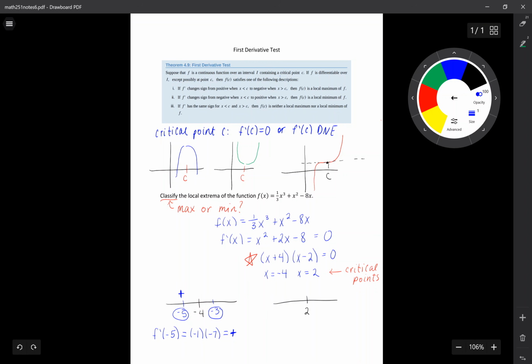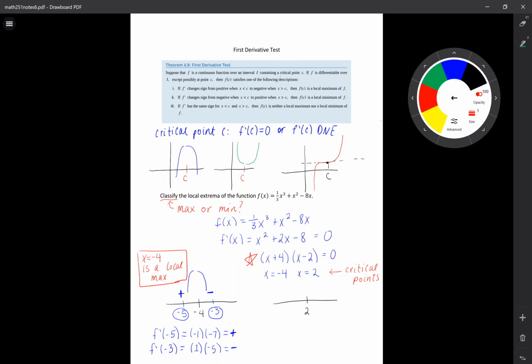That means that our derivative is positive, so our function is increasing here. And then f prime of -3 is equal to -3 plus 4 is 1, times -3 minus 2 is -5. This is a negative number. I'm going to put a negative sign here. This means that our function is decreasing on this side of -4. And this tells us that x equals -4 is a local max.